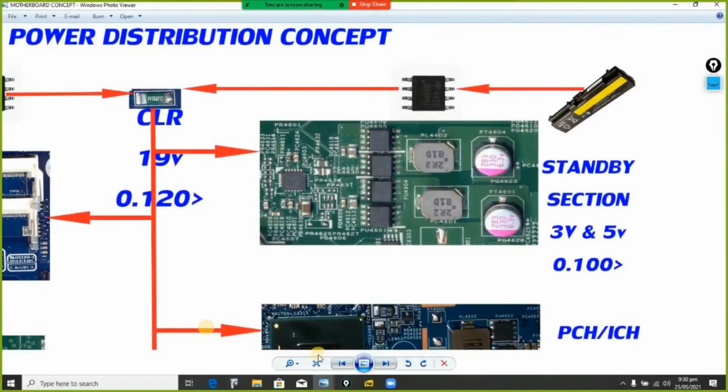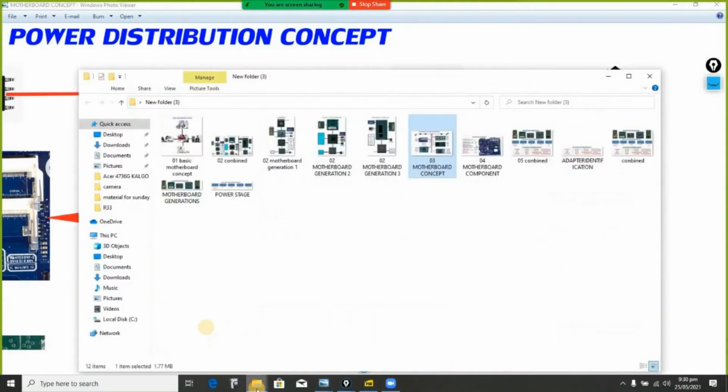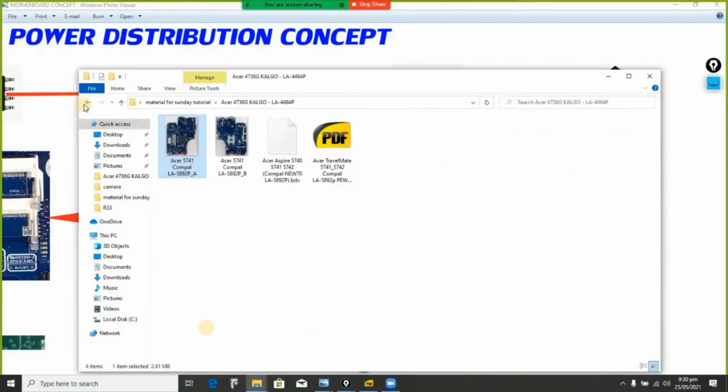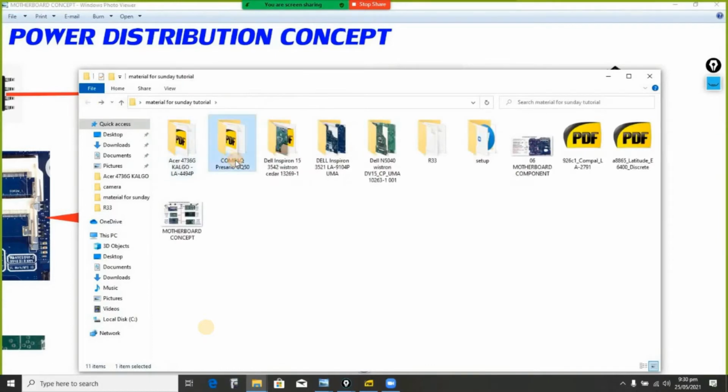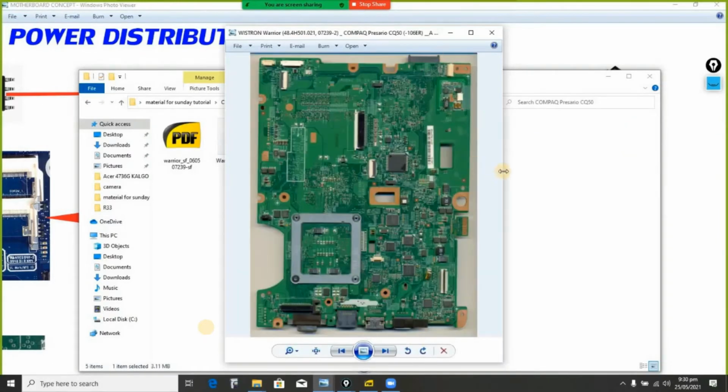So another one again I'll open. Let me open another board here in order to give you guys a different version of it. This is another board. This is a compact HP board.